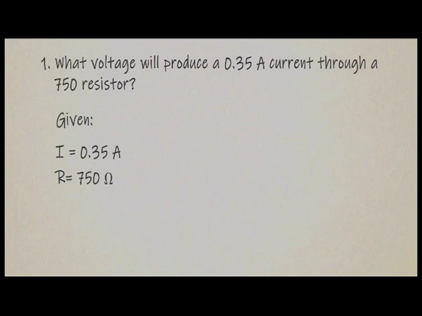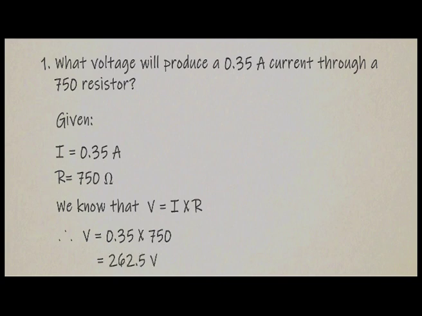Now, next, what do we have to do? We have to list out the things that we know. You already know the formula. So we know that V is equal to IR. Therefore, V is equal to 0.35 times 750, that is equal to 262.5 volts. So this is our answer. Okay, my dear student, you did a great job.